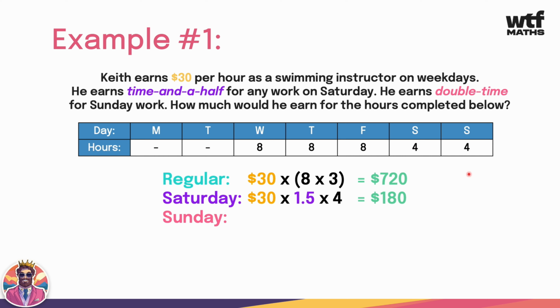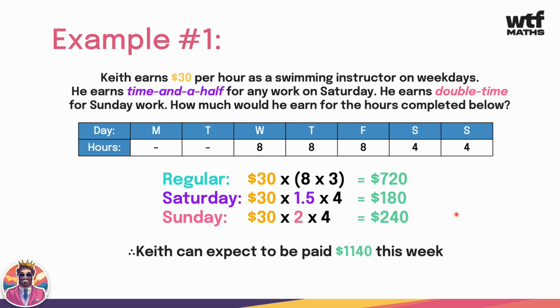Finally, to work out Sunday, he worked 4 hours again, but it's going to be at double time, okay? So double time means twice the normal pay. So if he normally gets $30 an hour, we're going to double it for double time and then times it by the 4 hours he worked, and we'll get $240. So if we add that all up, in total, Keith can expect to be paid $1,140 this week for his hard work.